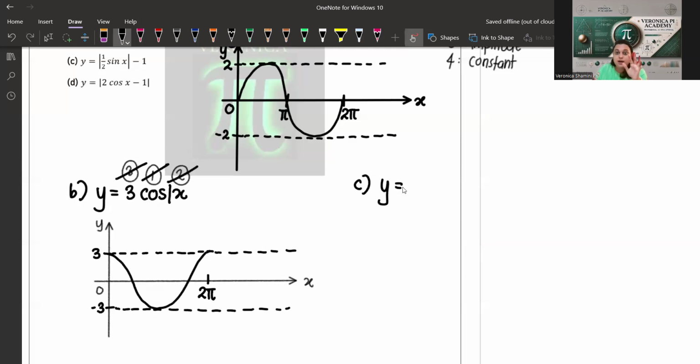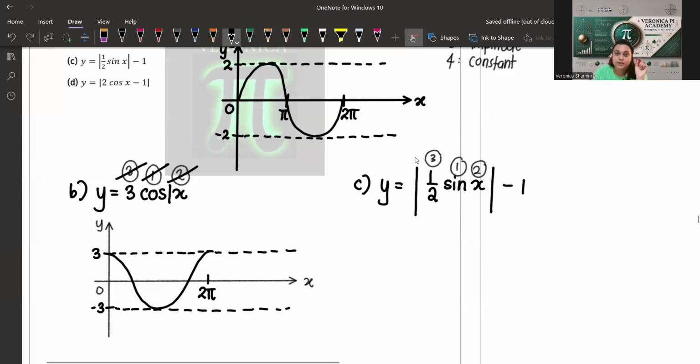Okay, now we see the soalan jenis modulus. Okay, 1/2 sin x modulus minus 1. Okay, this one, kita label first step 1, step 2, step 3, step 4. Okay, step 1, sin. Step 2, cycle, kitaran dia. So, dekat sini kitaran dia 1 lah, 1 cycle. Step 3, amplitude. Okay, then this whole thing is dalam modulus kan? Everything is inside the modulus. Okay, so that means the modulus is going to be step 4.